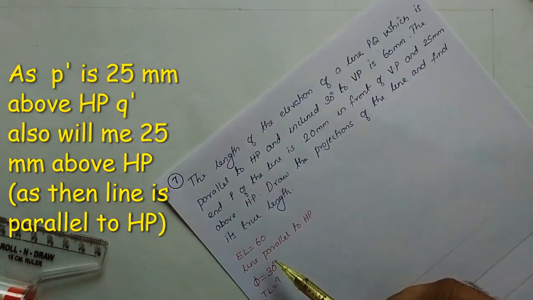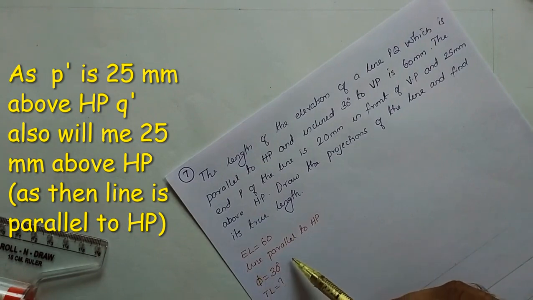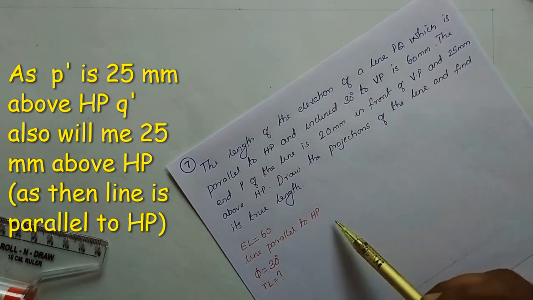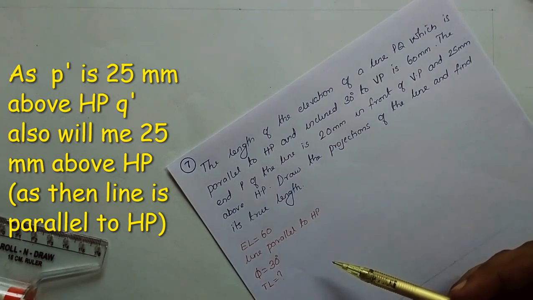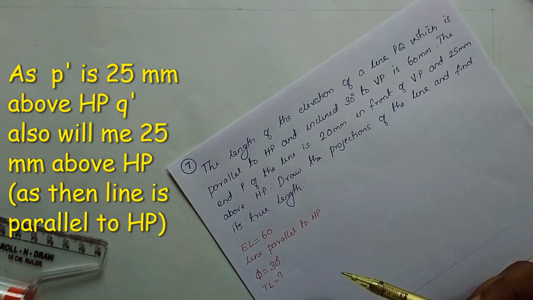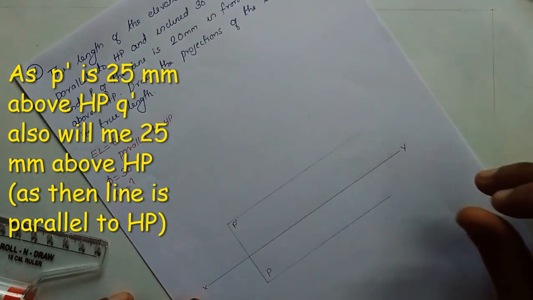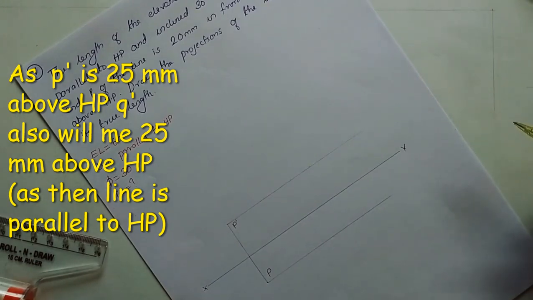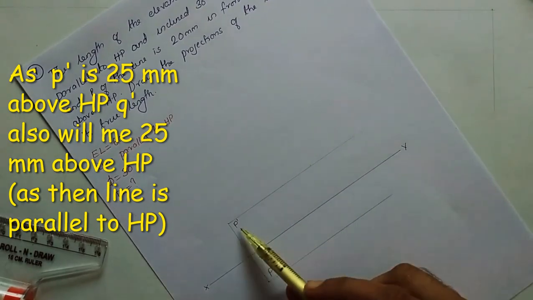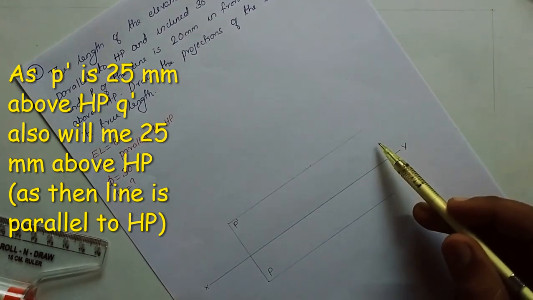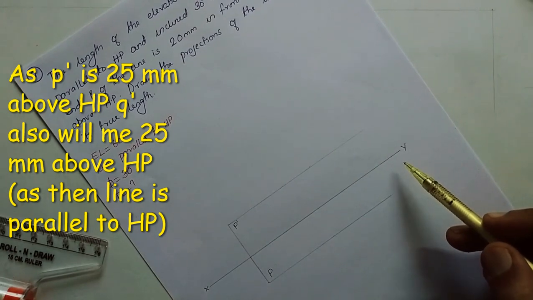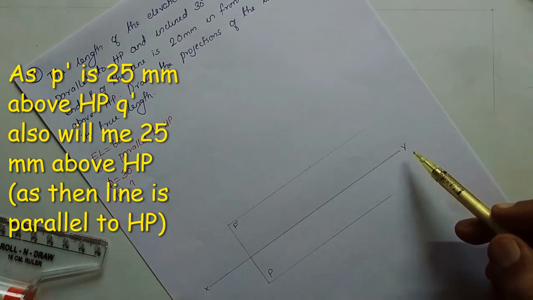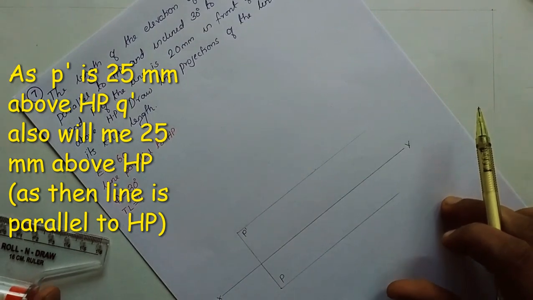Now we know that the elevation length of the line is 60 mm, and as the line is parallel to the horizontal plane, definitely its front view will be parallel to the XY line, and already we are having that the length of the front view is 60. So directly we will be able to draw the front view of this line, which is P dash Q dash, on this straight line. So this particular straight line, now it is parallel to the XY line. So we shall draw the front view directly in a length of 60 mm as a continuous thick line.